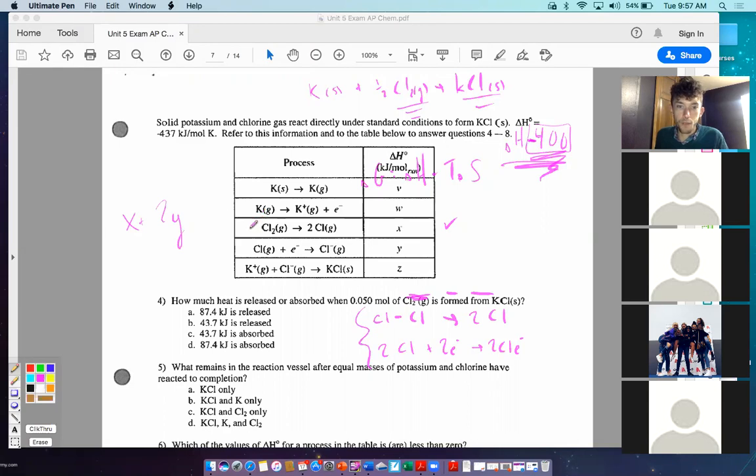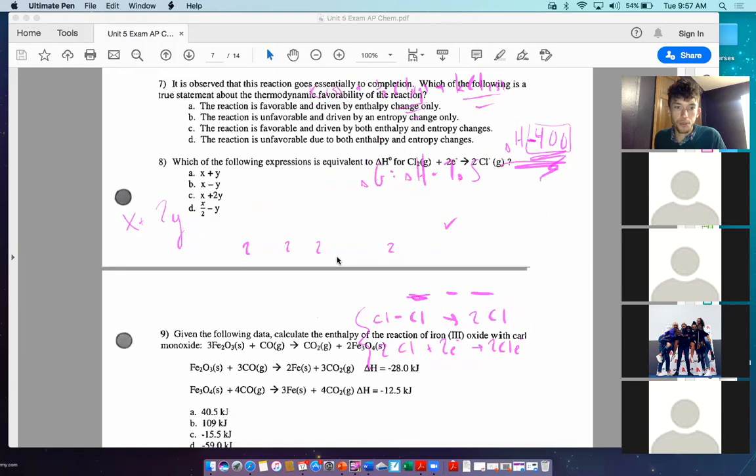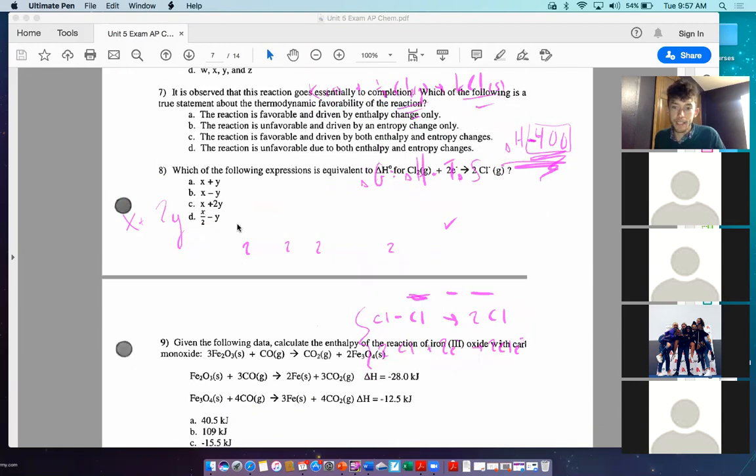In other words, I need to do process X. I need to rip apart the chlorine to get just 2 chlorine atoms. And then I need to multiply this whole thing by 2 and add those together to get the overall process that I want. So the answer, X plus 2Y, is C. 8 is C. Okay? All right.